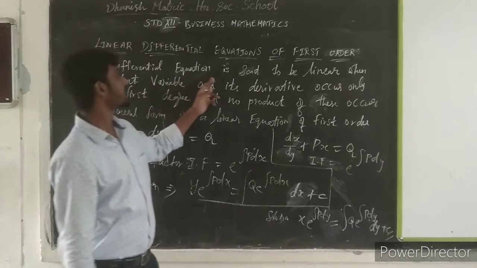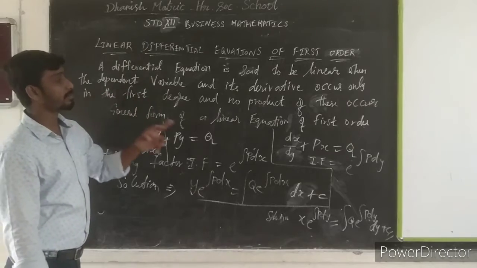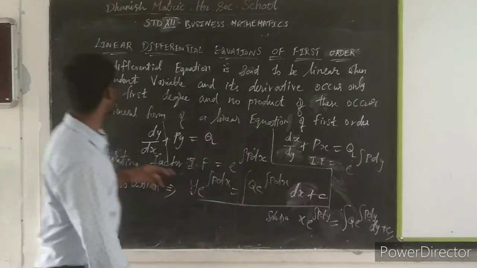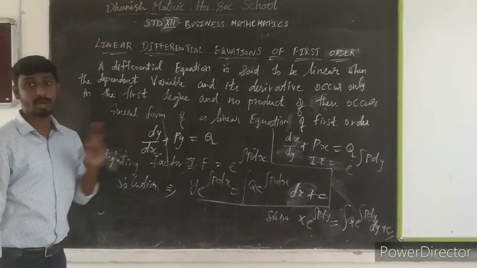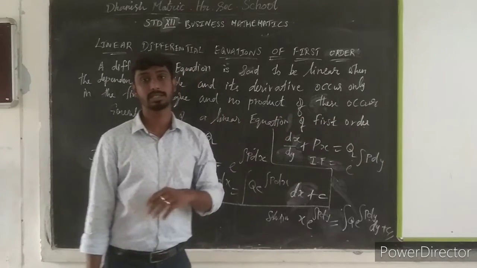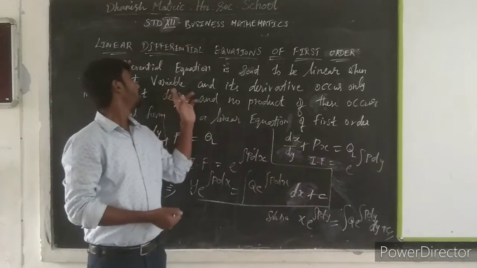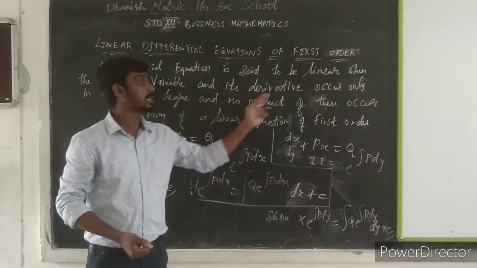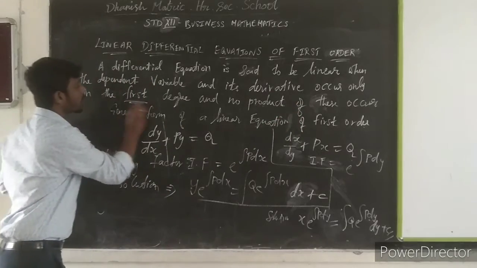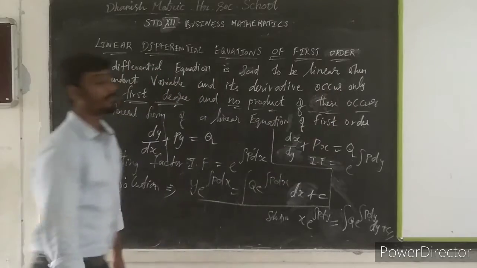A differential equation is said to be linear when the dependent variable and its derivative occurs only in the first degree, only in the first degree, and no product of these occurs.